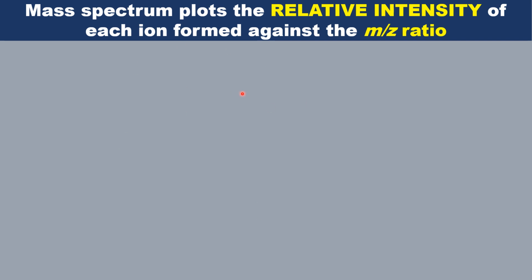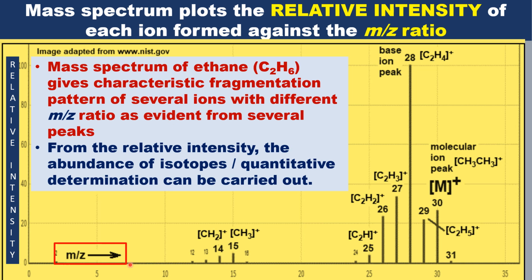Let us now see the mass spectrum of ethane. In a mass spectrum, the relative intensity of each ion formed is plotted against m by z, the mass to charge ratio. This is the mass spectrum. Several fragment ions are produced.